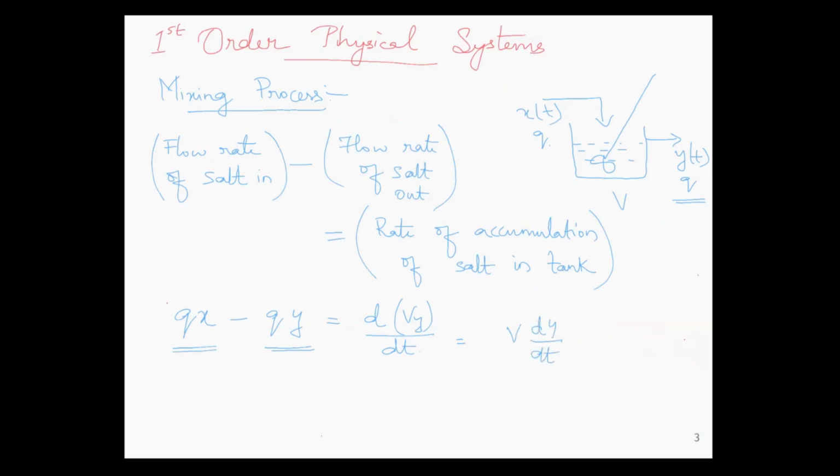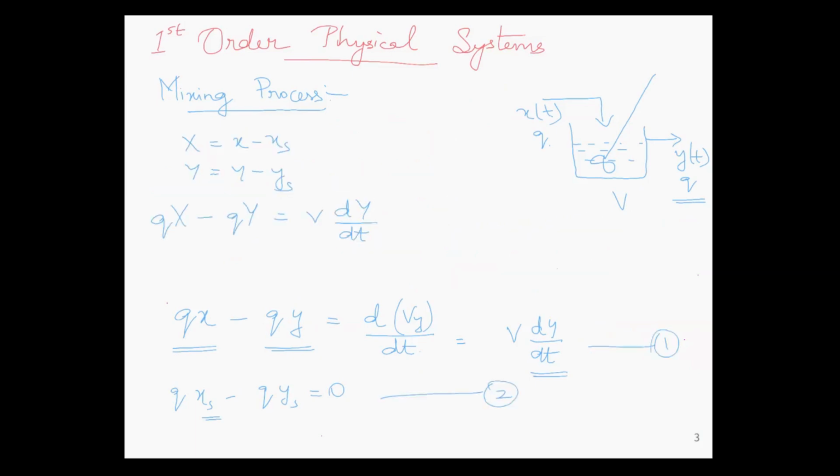Now at steady state, all the variations will be equal to 0. Qxs minus Qys equal to 0. S represents steady state. Now subtracting equation 2 from 1 and taking the deviation variables x minus xs and y minus ys as x and y respectively, after substituting, we get Qx minus Qy equal to V dy/dt.